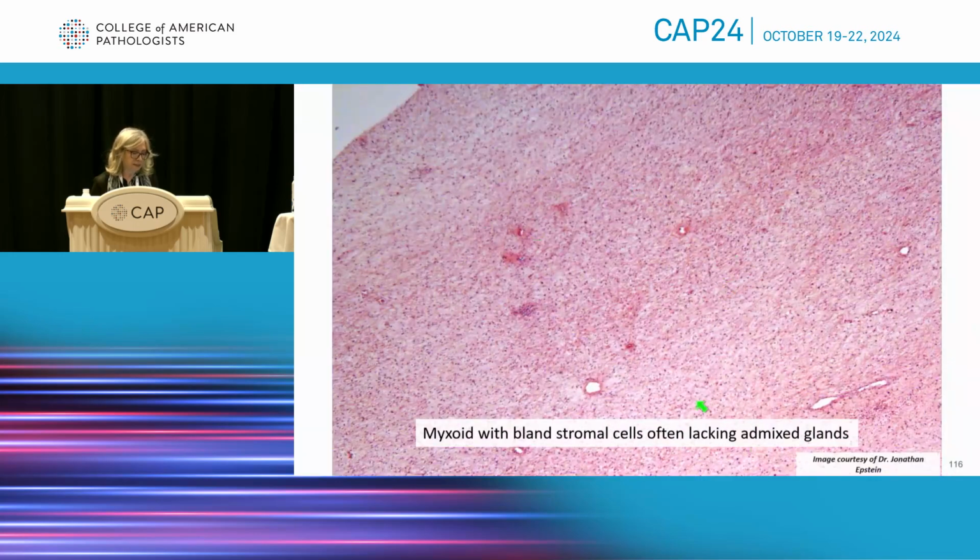This is the myxoid one. Typically the myxoid lacks the association with benign glands, because don't forget STUMPs are like fibroadenoma in the breast, so they are fibroepithelial proliferations. So along with the stroma, you have an epithelial proliferation.